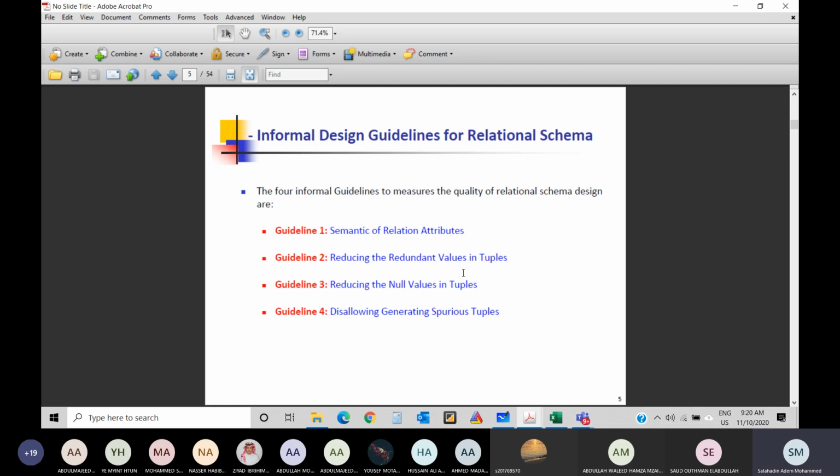So these are the guidelines. The attributes must be semantically for a particular entity. We should not have redundancy. We should not have null values. And we should not have sparse tuples. If you don't have these, most probably your design will be good.